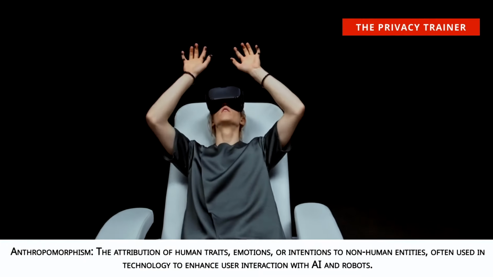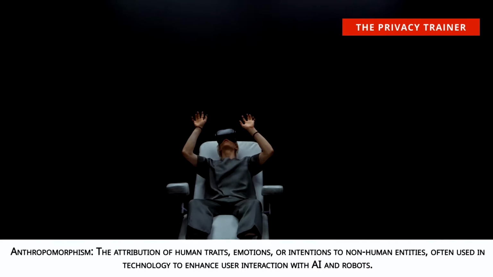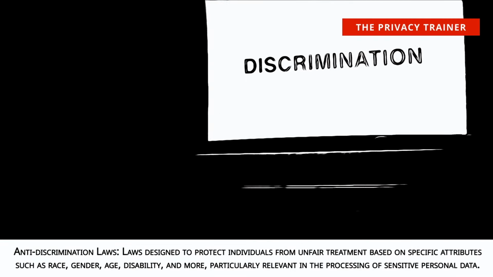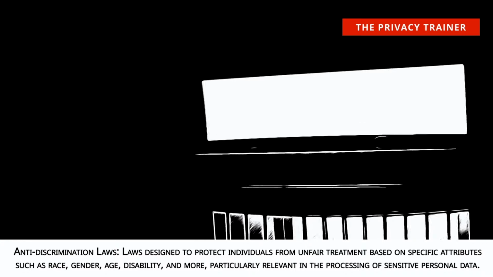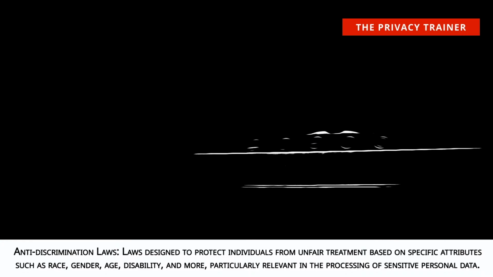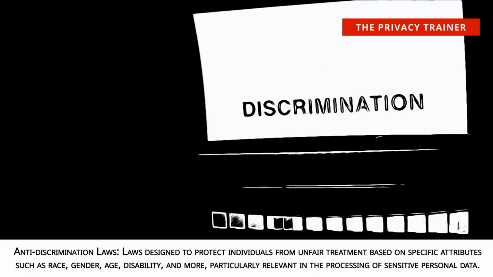Anthropomorphism. The attribution of human traits, emotions, or intentions to non-human entities, often used in technology to enhance user interaction with AI and robots. Anti-discrimination laws. Laws designed to protect individuals from unfair treatment based on specific attributes such as race, gender, age, disability, and more, particularly relevant in the processing of sensitive personal data.